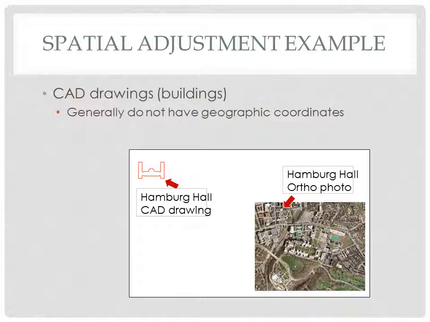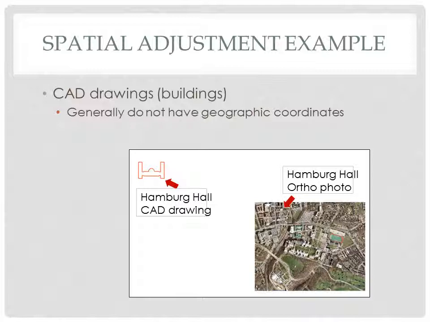Spatial adjustments are often done for CAD drawings. Typically, CAD drawings of buildings do not have geographic coordinates. And so when you're given a CAD drawing, it might be positioned in lots of different ways, and the features of the building may or may not match your target data. So one of the tasks you'll do in the lab is some spatial adjustment in order to match a building at a university in Pittsburgh.